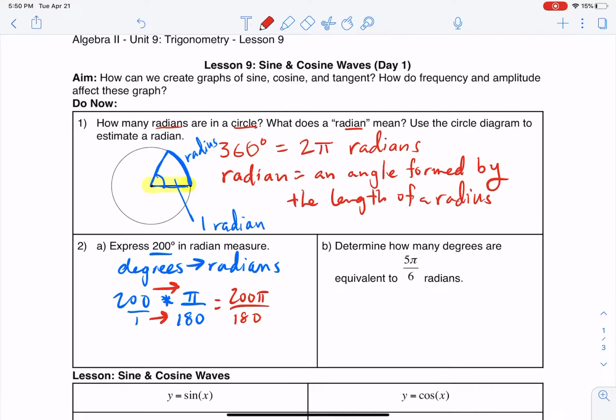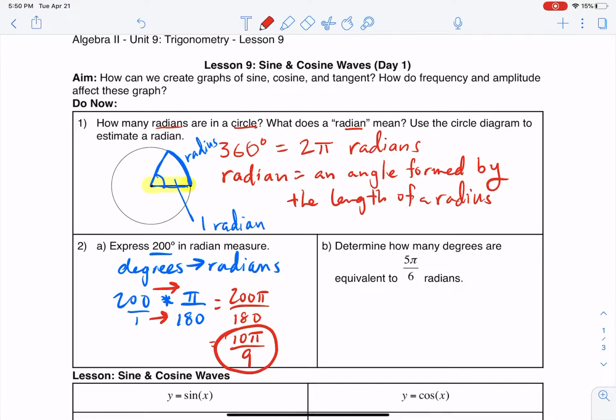So we'd want to simplify that as much as we can. When I look at 200 and 180, I definitely know 2 goes into that, but also 20 will go into both of those. So 20 goes into 200 10 times, so that's 10 pi. 20 goes into 180 9 times. So this is really my final answer.